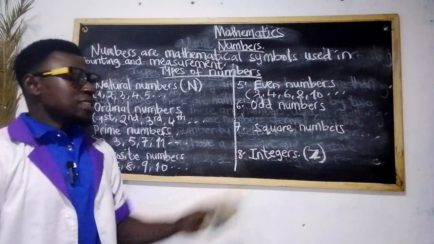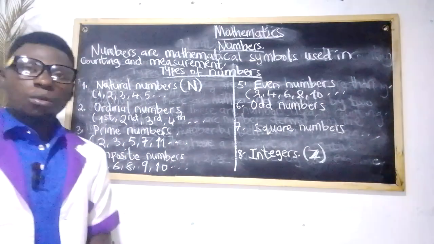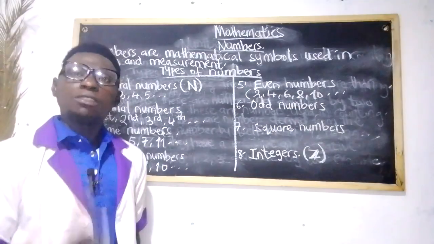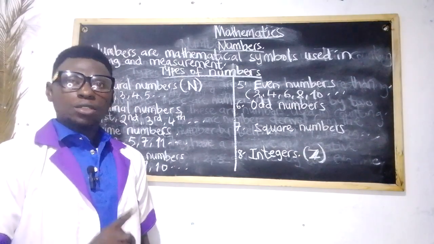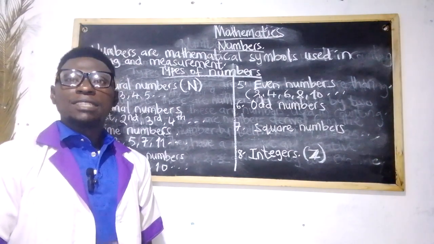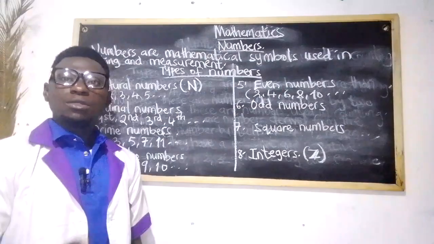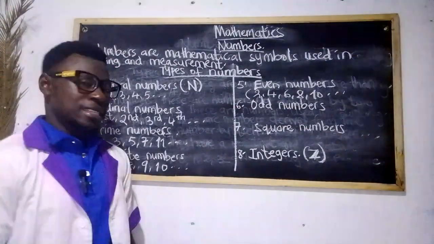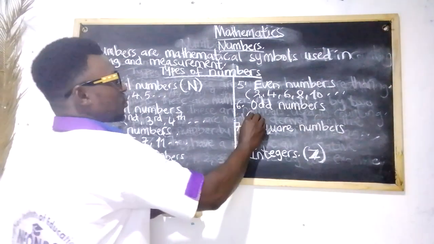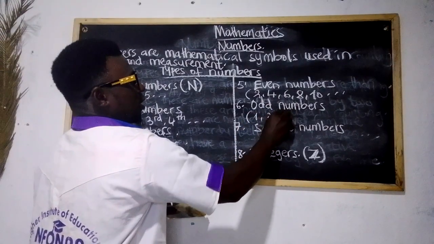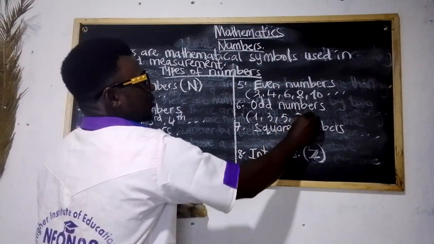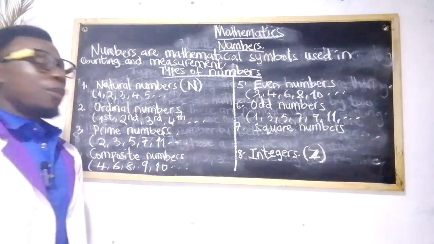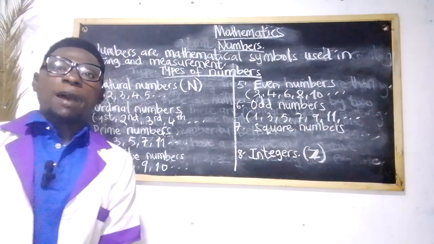Take note of this. The next type of number we're going to see is odd numbers. What are odd numbers? Odd numbers are those numbers that are not divisible by 2, and they do have a remainder. Example of odd numbers we have 1, 3, 5, 7, 9, 11, so on and so forth. Those are odd numbers. They are not divisible by 2.